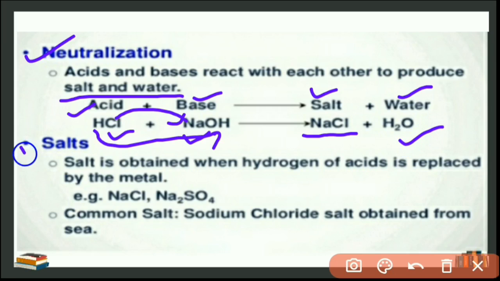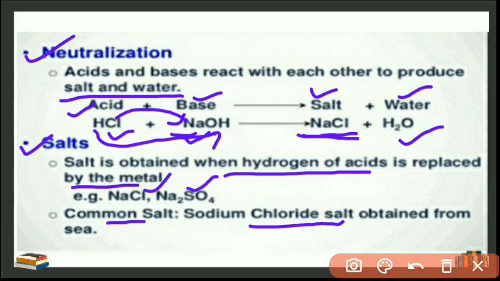Next is salts. Salt is obtained when hydrogen of acid is replaced by metal. So we can see that here, from HCl acid, hydrogen is replaced by sodium metal and forms NaCl. In this way salt is formed. For example, NaCl and sodium sulfate are examples of salt. Common salt, sodium chloride, is obtained from the sea.